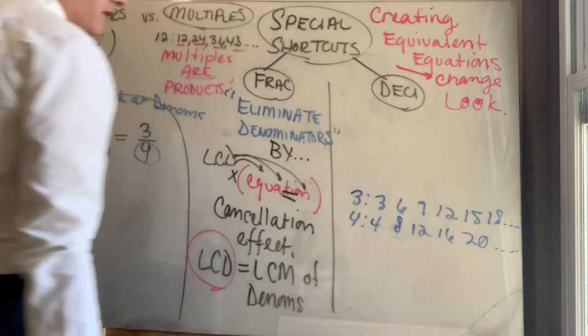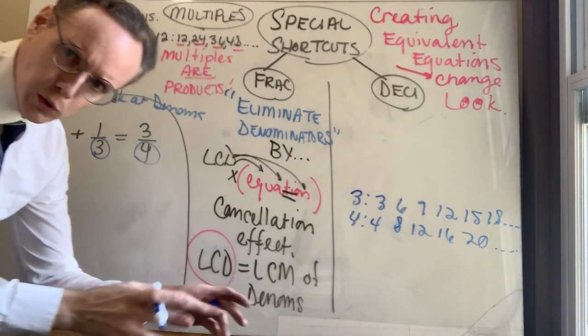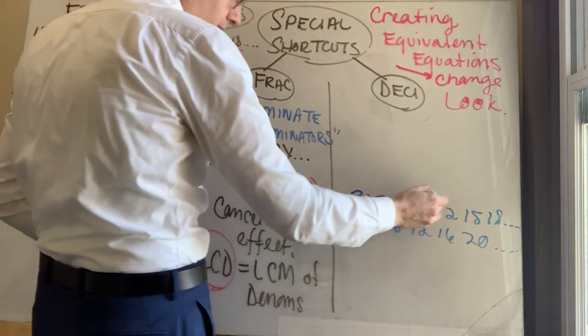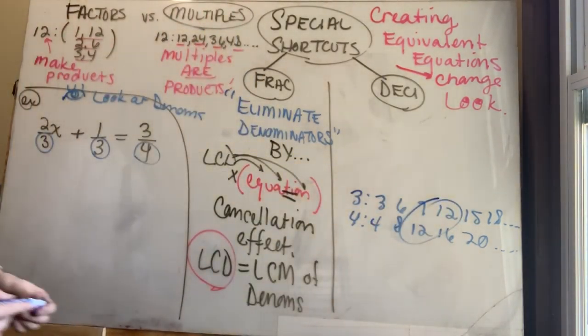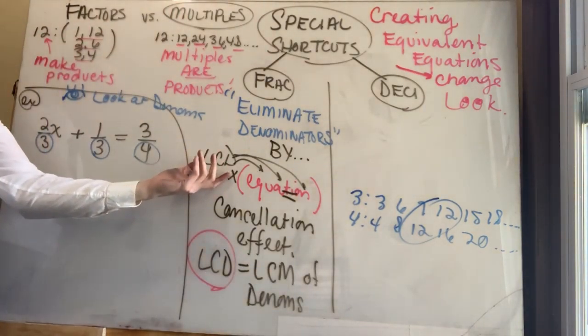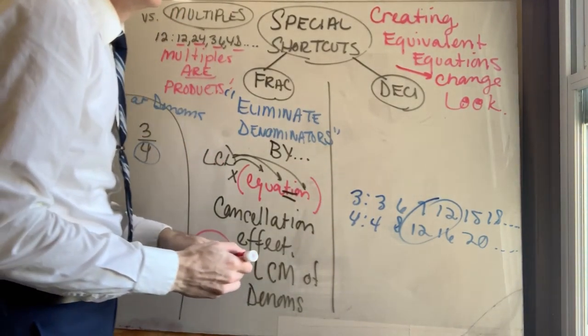8, 12, 16, 20, and it goes on into infinity. Ideally, you want the smallest number that matches, pardon me. What's the first number that matches? 12. So, if this is the process, you figure out what the LCD is.